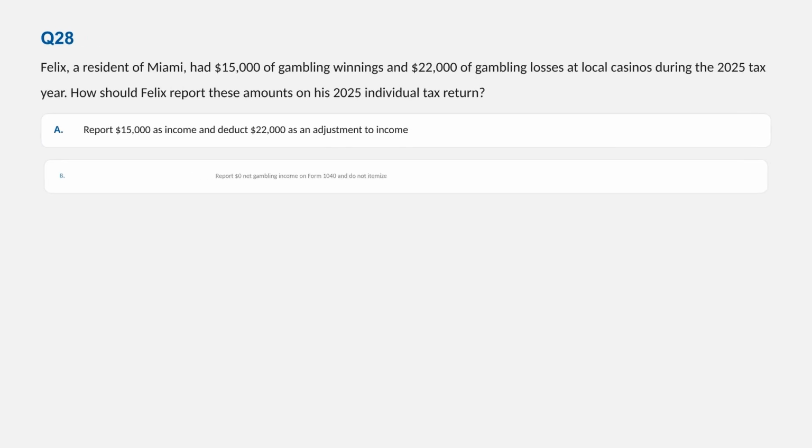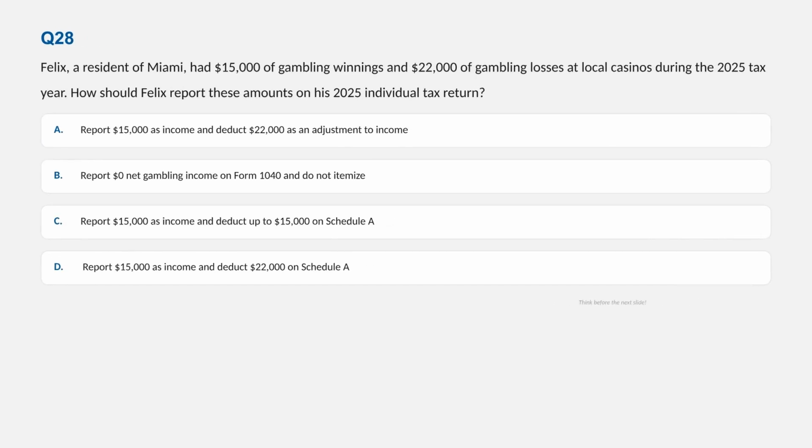Alright, let's move to question 28. Felix, a resident of Miami, had $15,000 of gambling winnings and $22,000 of gambling losses at local casinos during the 2025 tax year. How should Felix report these amounts on his 2025 individual tax return?